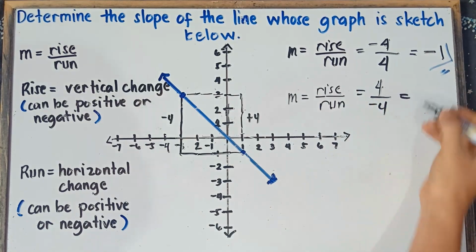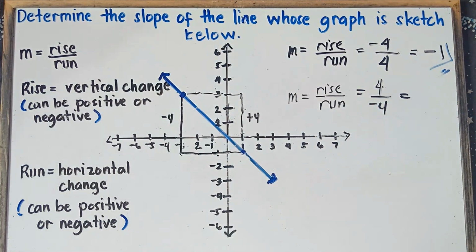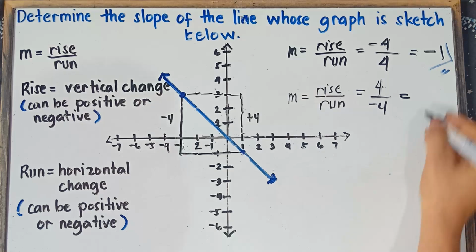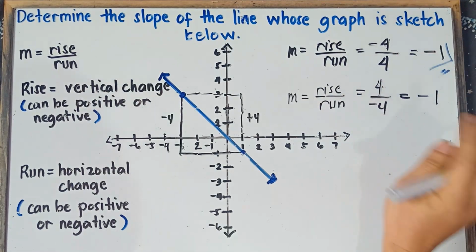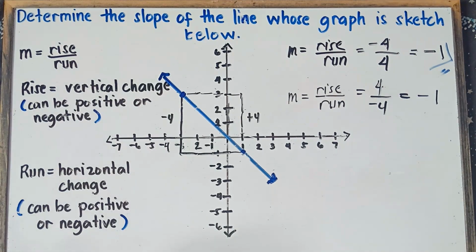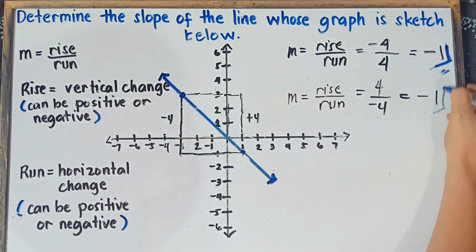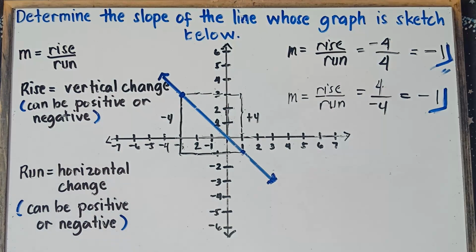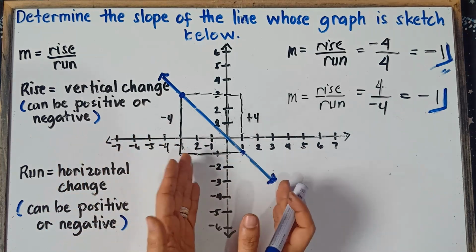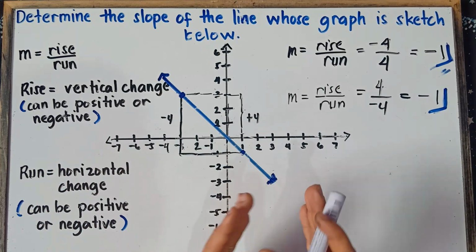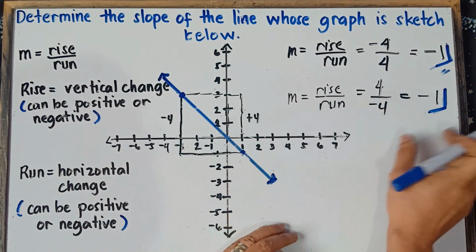Can we divide? Yup, we can divide. Positive 4 divided by negative 4. Positive divided by negative is negative. 4 divided by 4, that would be 1. Positive 4 divided by negative 4, that would be negative 1. Do you have the same answer? Yup, you will have the same answer, class. That's the answer with regards to example number 2. Once again, if you have a graph like this, from left to right, the arrow falls down, therefore the value of the slope would be negative.